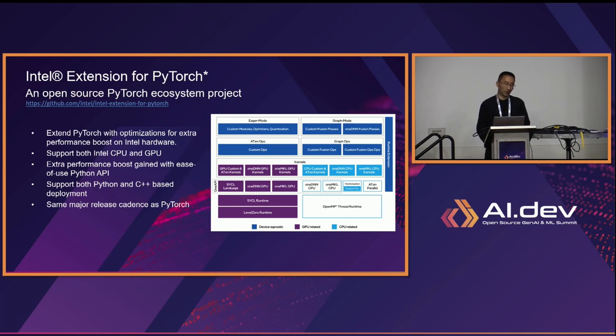It also has a very similar release cadence to PyTorch. So if PyTorch releases 2.1, IPEX will also release a 2.1 version just one or two weeks after the PyTorch release. So we have this kind of one-to-one mapping for the library.